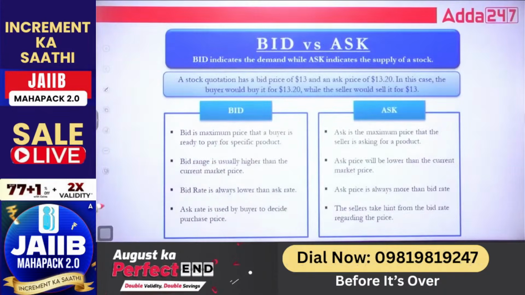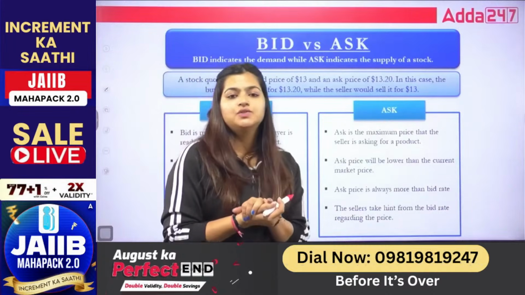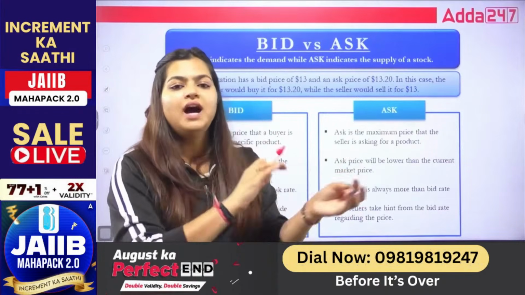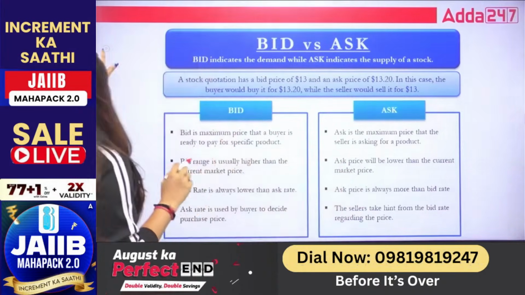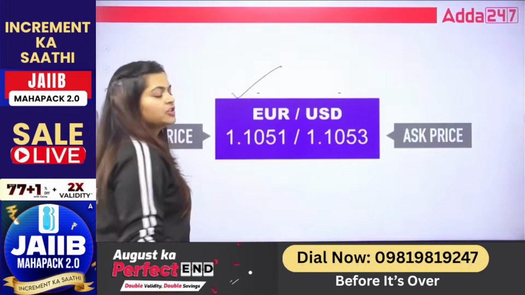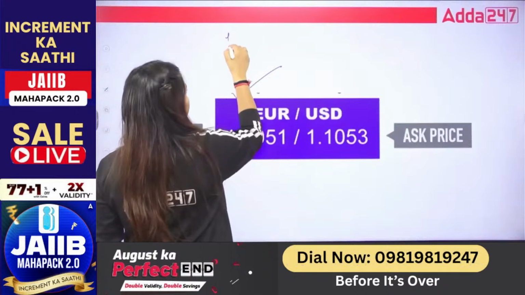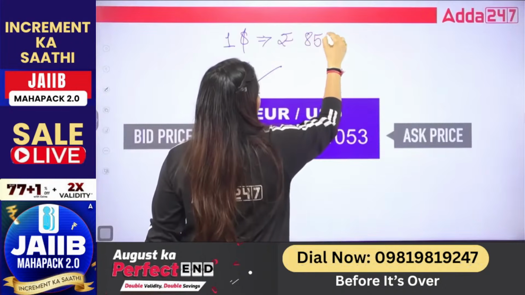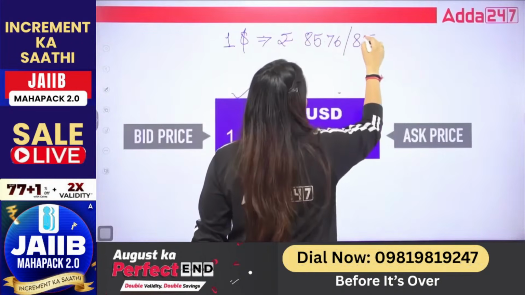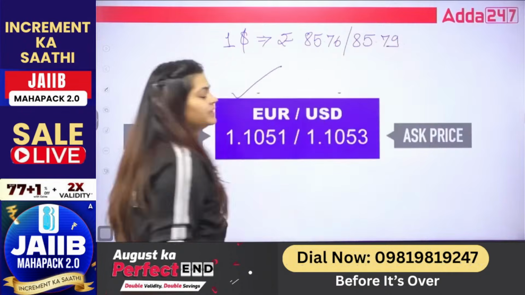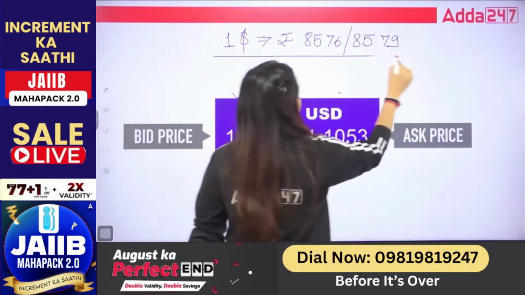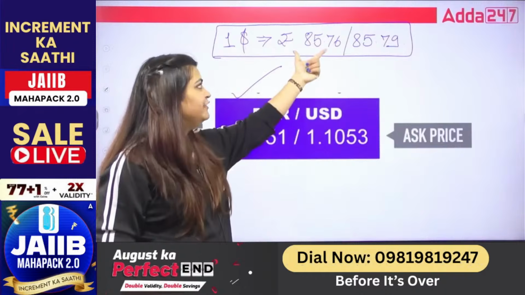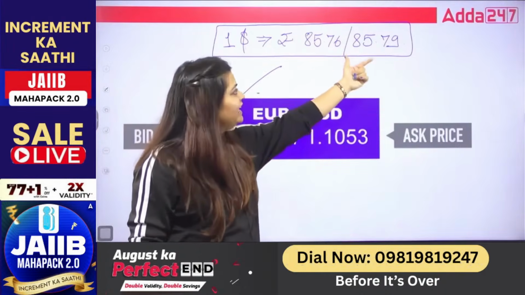Now coming to an important topic, that is again bid and ask. Now this is very important while getting your foreign exchange rate. Sometimes they are giving bid and ask also. But what is this? See, you must have seen this type of exchange rates. Like $1 equal to rupees, suppose, 85.76, 85.79. Yes, you must have seen this type of exchange rates. Correct? Like $1 equal to rupees 85.76 slash 85.79.